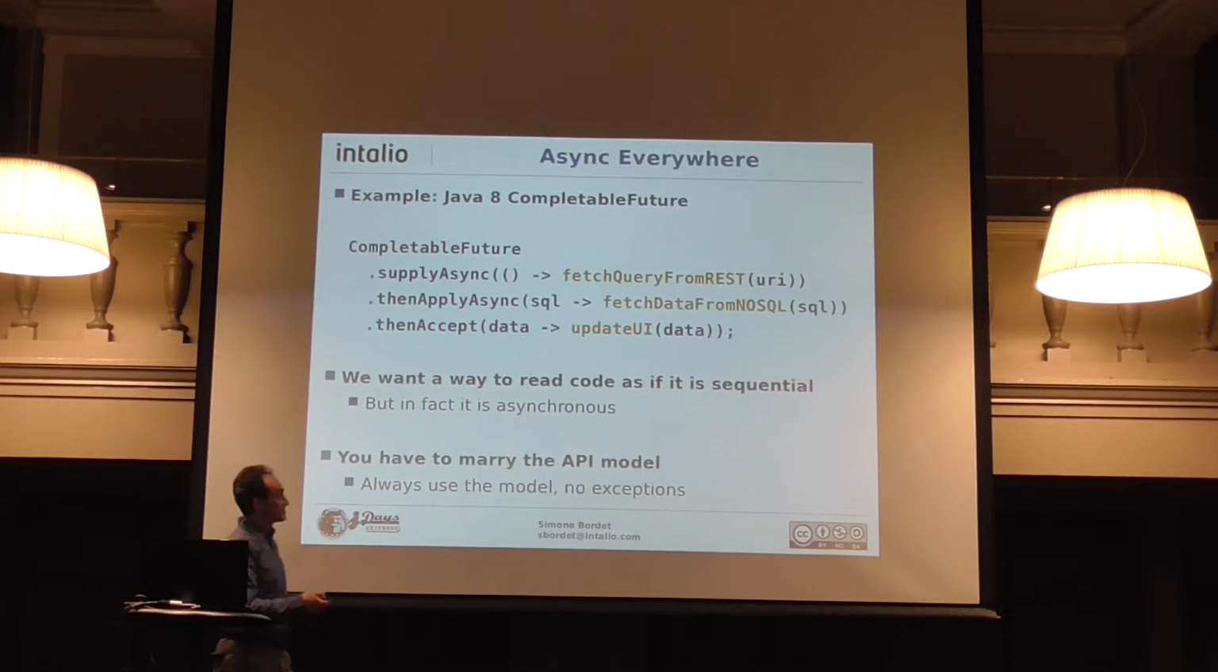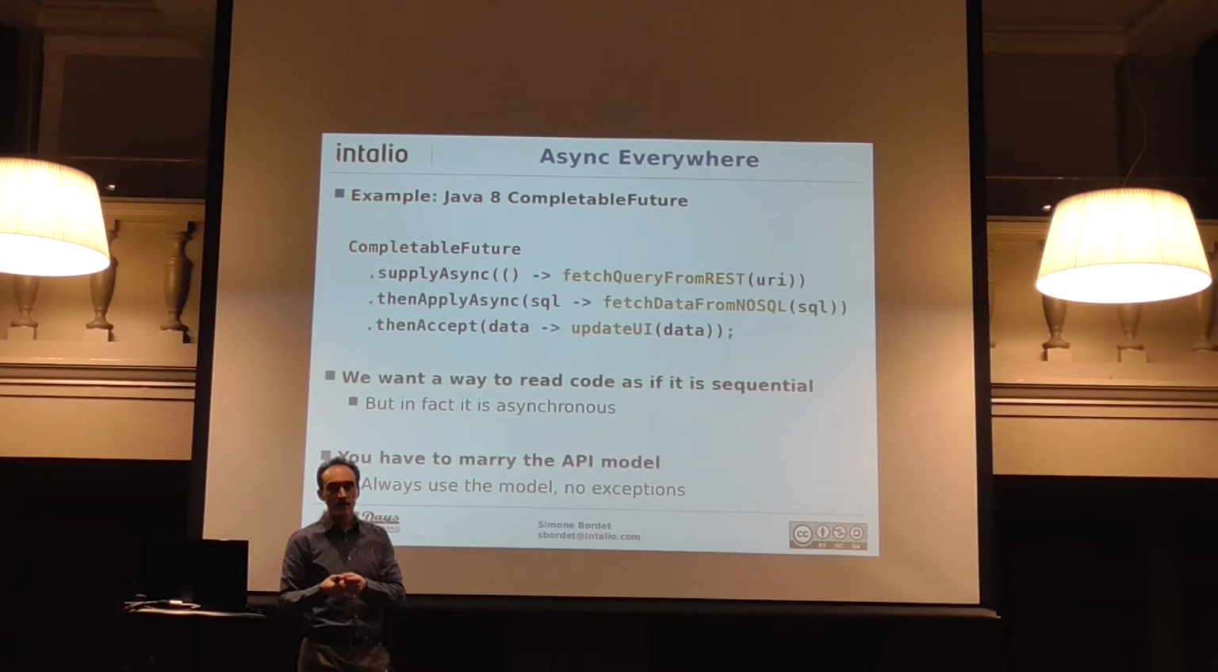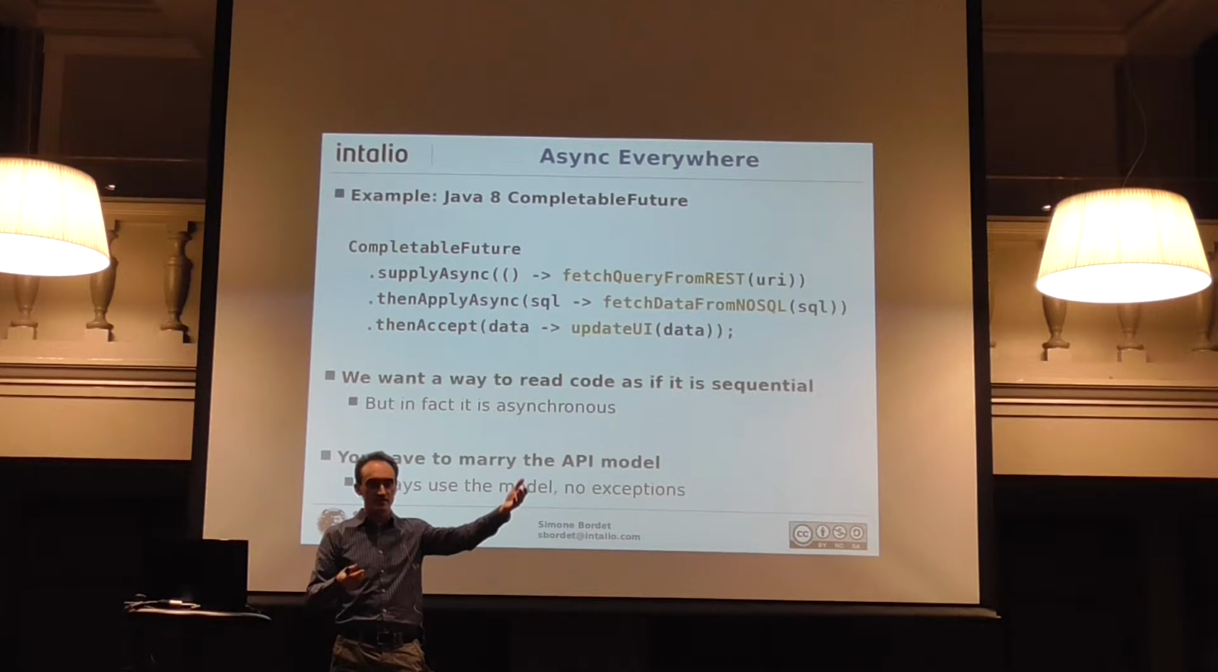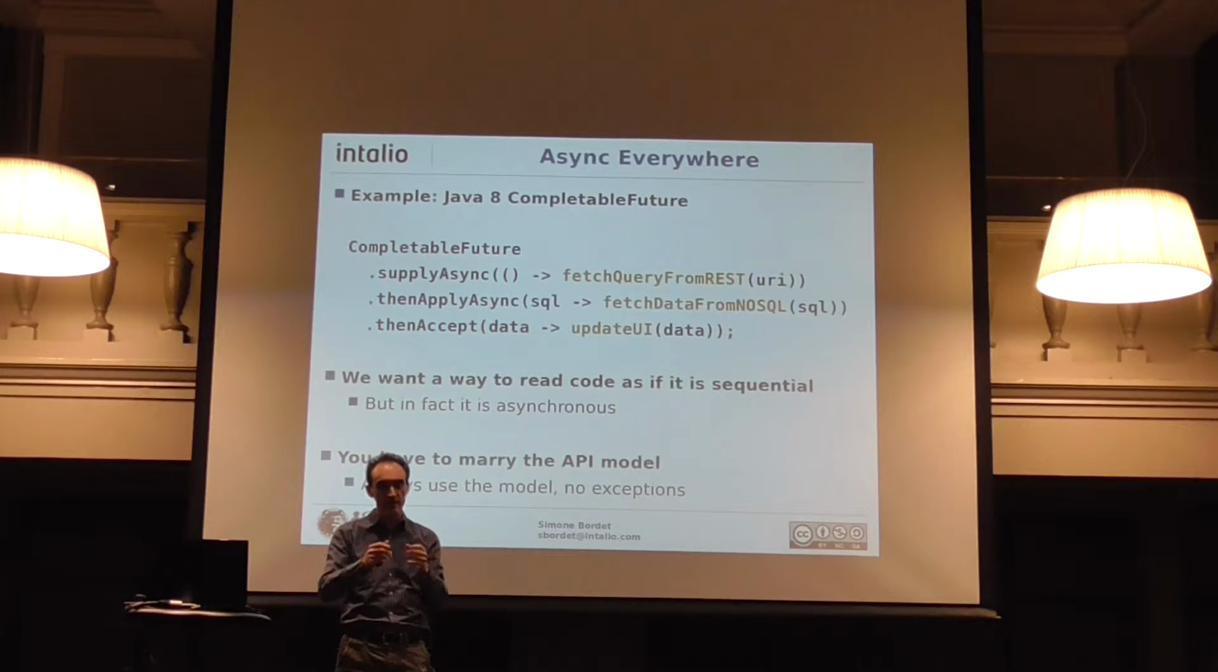In JDK 8, now we have this class called CompletableFuture, and you can actually write asynchronous code in this way. You can say, okay, I want to supplyAsync, which means start this in a new thread, and what is being started in a new thread is fetching a query from a REST service. Imagine you have a REST service that returns you a query, like a SQL query, okay? And then you gotta take that query and send it to a NoSQL database, okay? Because the REST service knows how to build the query for you, and then you have to send the query down to the NoSQL database.